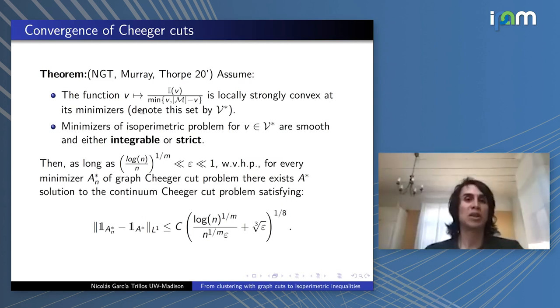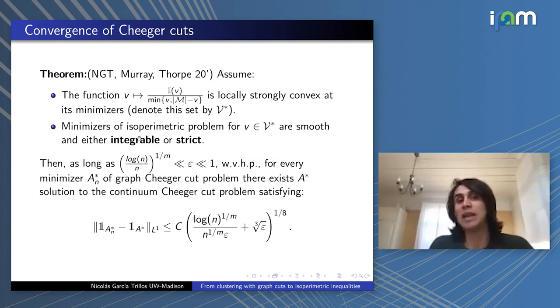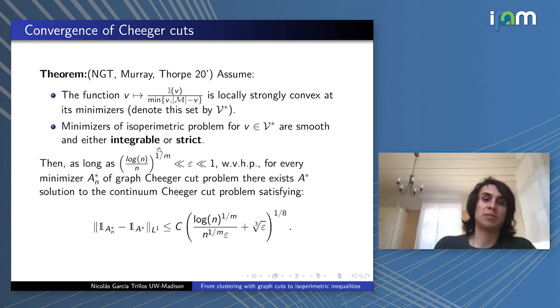Our theorem with Ryan and Matthew basically says that if we are in this situation of a generic manifold where we have integrability or strict minimizers, then we can show that the solutions to the discrete Cheeger cut problem do converge to a continuum Cheeger cut, and we can quantify the rate at which it does so.